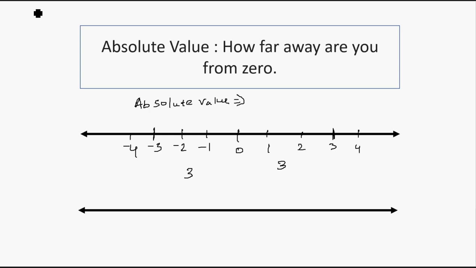To the right of the origin we generally represent the positive numbers. To the left of the origin we represent negative numbers. But for absolute values, which side of the origin the number is on is not important, but how much distance the number is from the origin becomes important. And that's what determines the absolute value.